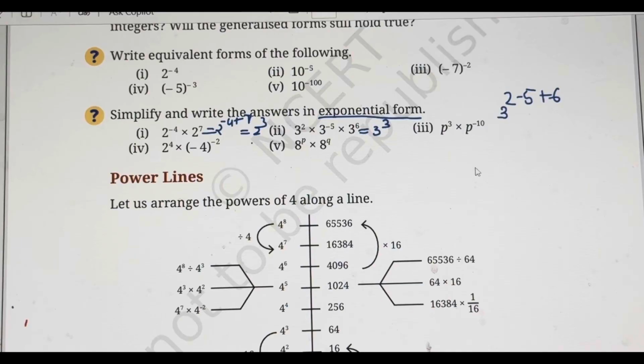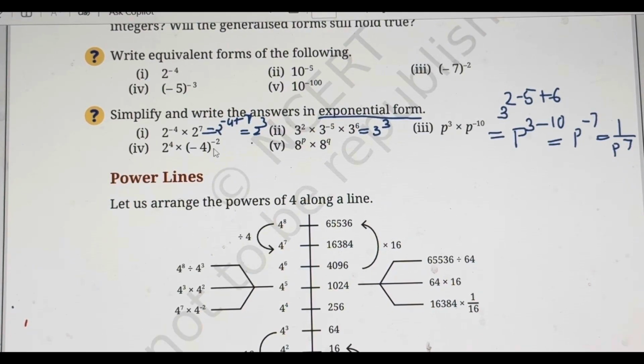Okay. Then p raised to 3 minus 10. So 3 minus 10 is p raised to, the bigger number has the negative sign, so minus 7. And if you want to make it positive, you will write 1 upon p raised to 7. That would be your answer.